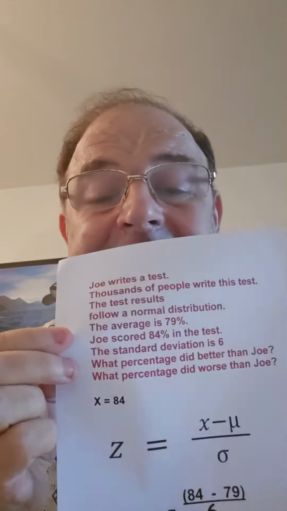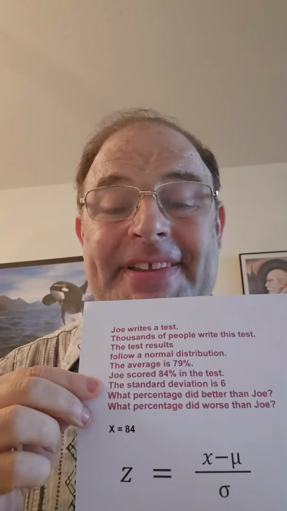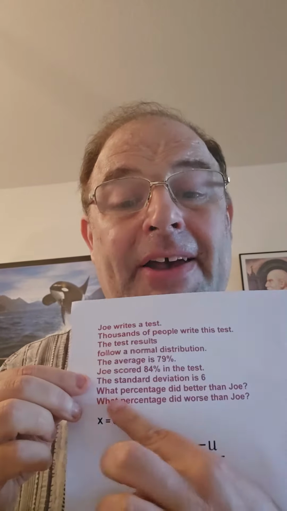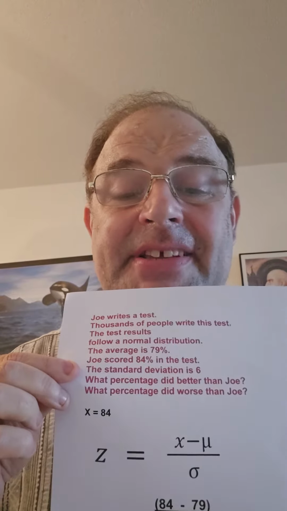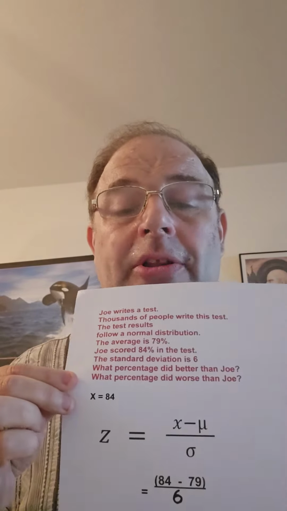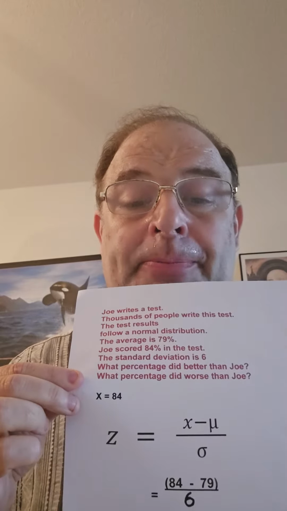The average is 79%. Joe got 84%. Now, I know I haven't explained this yet, but I will explain it. We're told the standard deviation is 6. What percentage got above and below Joe? And that standard deviation refers to the variance. Remember, we said the average for this test is 79.